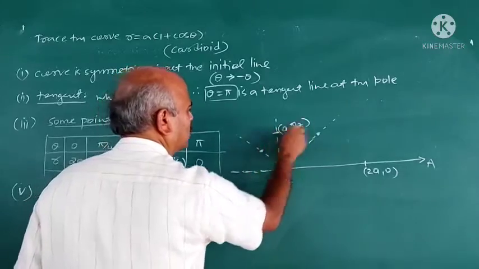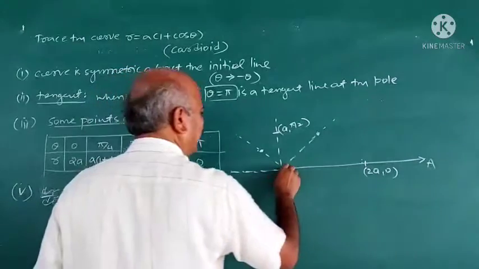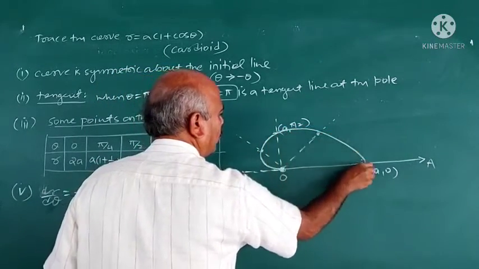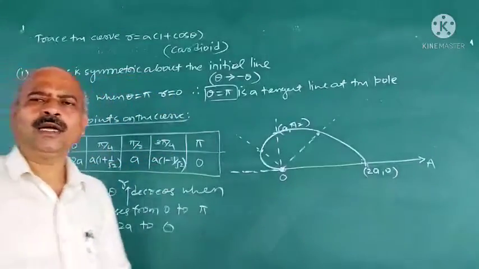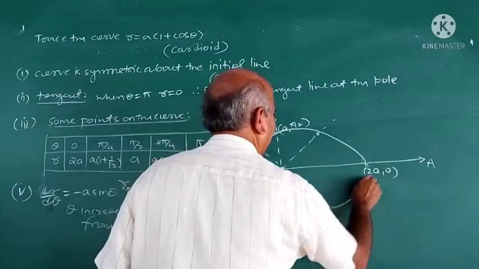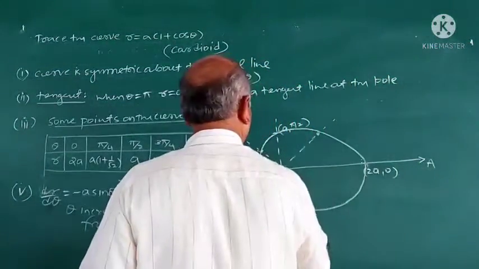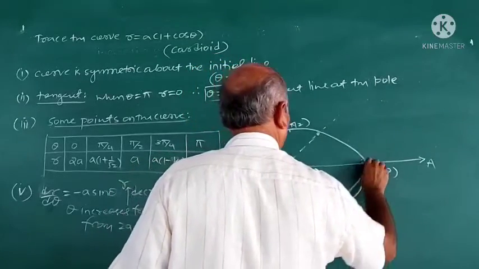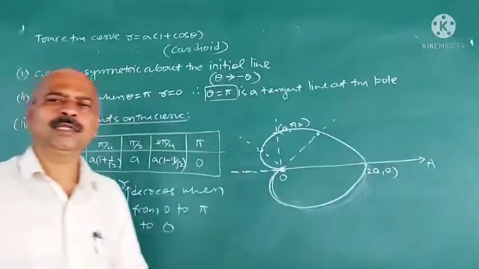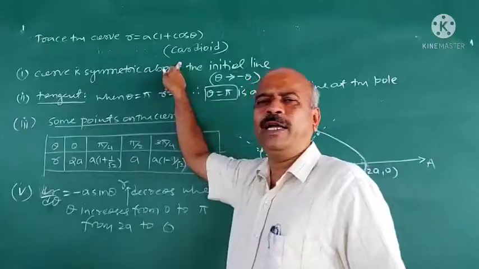So this is 1, 2, 3, 4, 5. These are the points. Now I join these points by a smooth curve like this. This is the shape of the curve. And because of symmetry about the initial line, the curve is like this. By a smooth curve we join this. And this is the shape of the curve called cardioid.